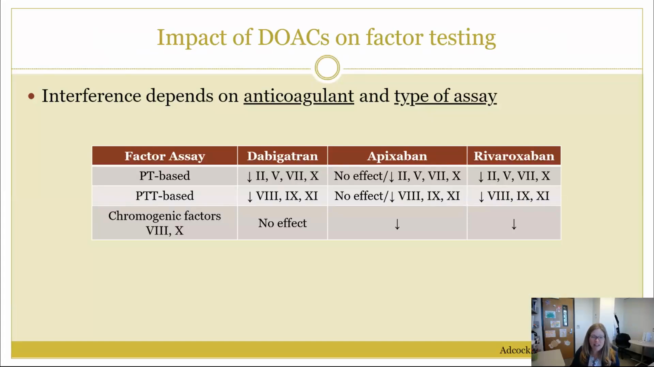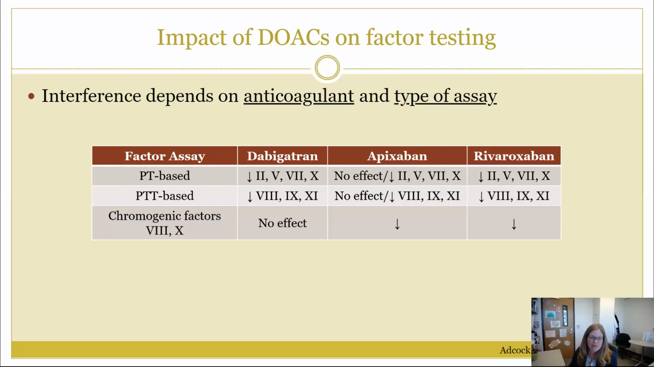Moving on to factor testing, I don't encounter the interference of DOACs on factor testing as often, because typically factor assays most often are ordered in patients where there is a concern for bleeding, and I have not seen that there is as much overlap with orders or requests for this testing for patients who are already anticoagulated. But there is the potential for samples with DOACs present to have interference with factor assays. And it really goes back to the fact that clot-based factor testing is really just based on the PT and the PTT, depending on which factor you're looking at.